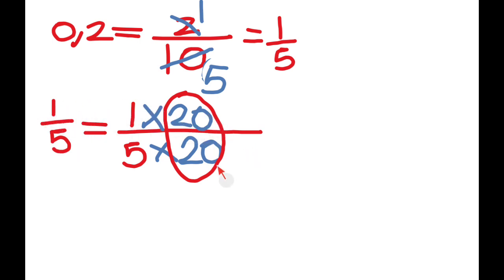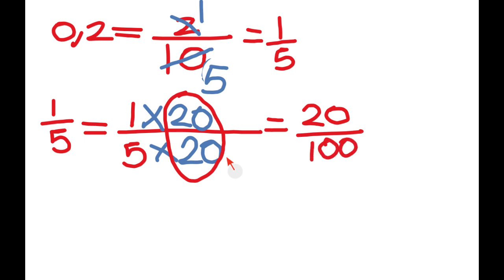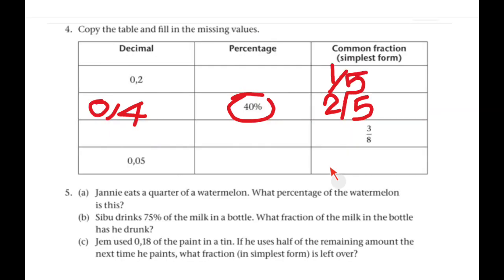However, it changes how the fraction looks, and it will look like what we're trying to get, a percentage, which is 1 times 20 at the top, that's 20, over 5 times 20, that's 100. These are equivalent fractions. They don't change much in terms of the proportion. They just change how the fraction looks. So now you can read 20 over 100. Remember the definition of percent? That is simply equal to 20%. And that's how you get your percentage there. Now let's go back to the table and fill in that 20%.